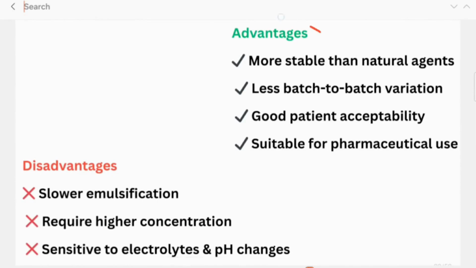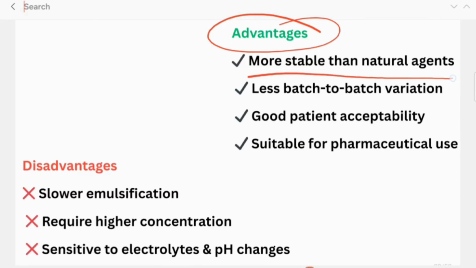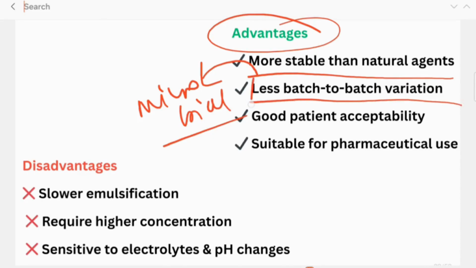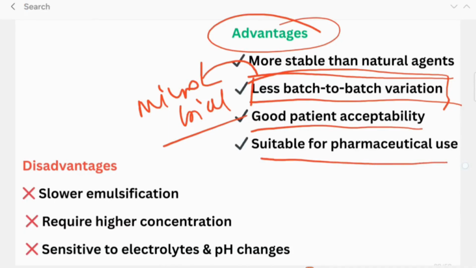Now what are the advantages of these semisynthetic emulsifiers? The main advantage is they are more stable than the natural agents because there is less chance of microbial attack, because they are chemically modified. And there is less batch to batch variation; we can produce almost the same consistency of emulsions batch to batch. They also have good patient acceptability and are suitable for pharmaceutical use. Disadvantages: slower emulsification, they require higher concentration, and they are very sensitive to electrolyte and pH change.